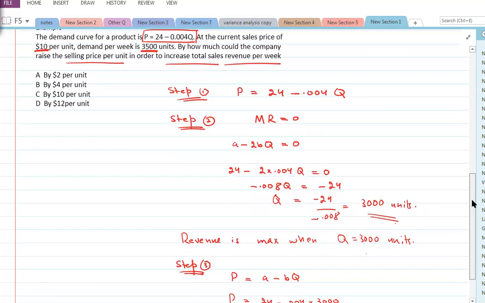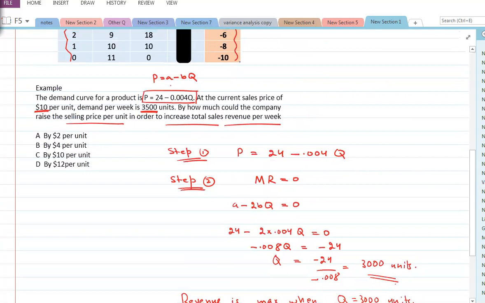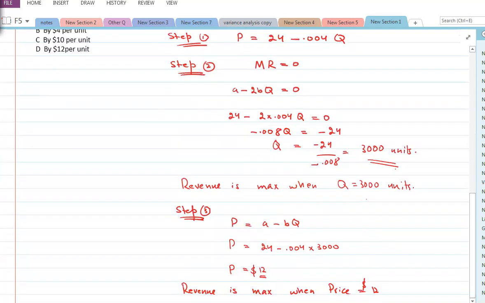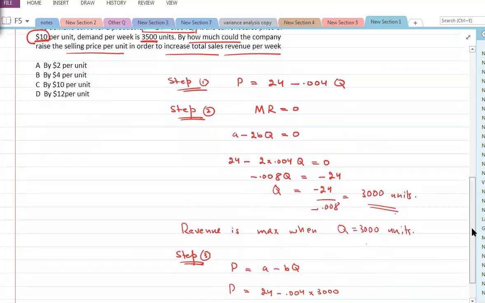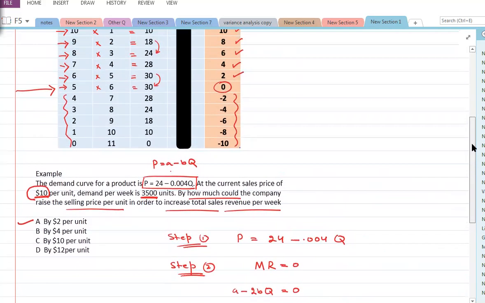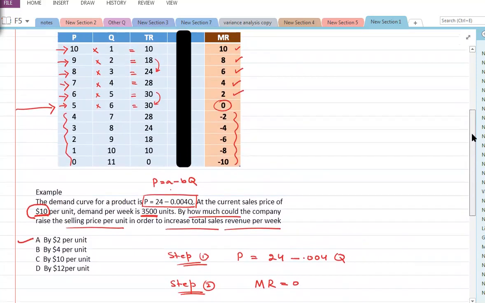Now, what is the requirement? The requirement says by how much could the company raise the selling price. Remember, the current selling price is 10, and the revenue will be maximized when it is 12, which means that if the selling price is increased by 2, the revenue will be maximized. So that's how you calculate the maximization of the revenue.